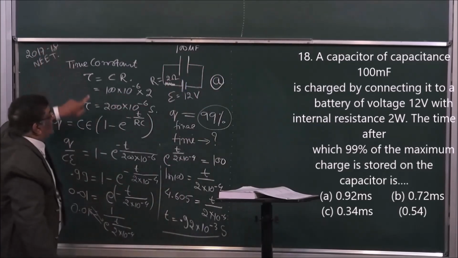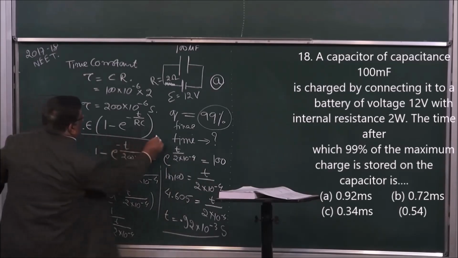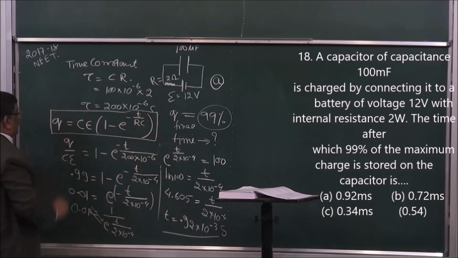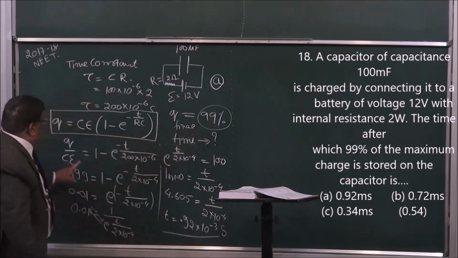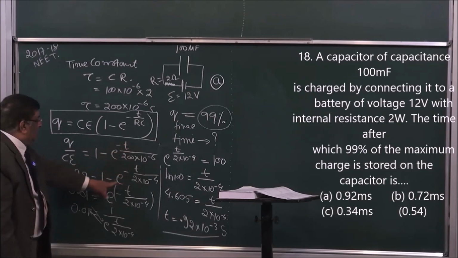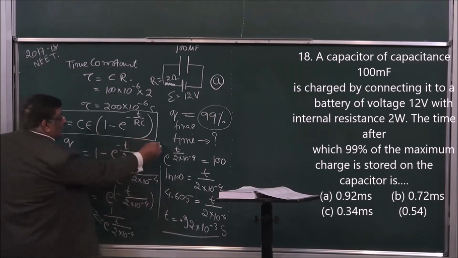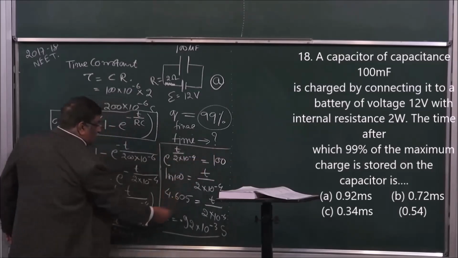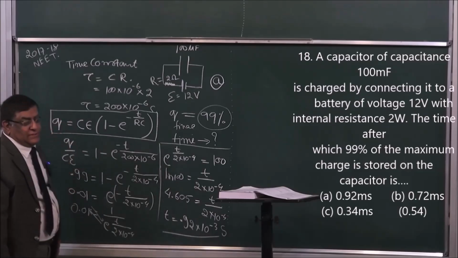Now once again, charge at any time is given by this equation. This is our fundamental knowledge, what we need. This Q is the maximum charge, so Q upon CE is 0.99, that is 99%. This is equal to 1 minus e to the power this, and the rest is mathematics. You do 1 minus this, and all these natural log steps, and you will come to the time required being 0.92 millisecond.